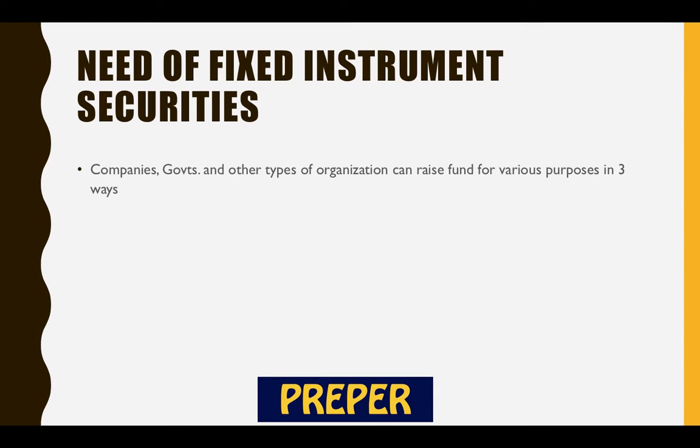Generally speaking, a company or a government or other type of organization can raise funds for various purposes in three ways. They can either raise it in the form of equity, which generally companies do, right? A government would not raise equity. They would raise what is known as T bills or T bonds, right? So they would raise in that way.